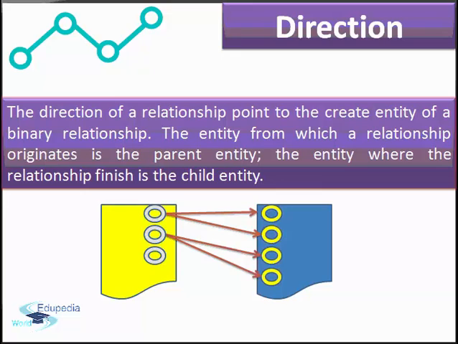In a one-to-one relationship, the direction is from the independent entity to the dependent entity. If both the entities are independent, then the direction is arbitrary. In a one-to-many relationship, the entity occurring once is the parent. The direction of a many-to-many relationship is again arbitrary.